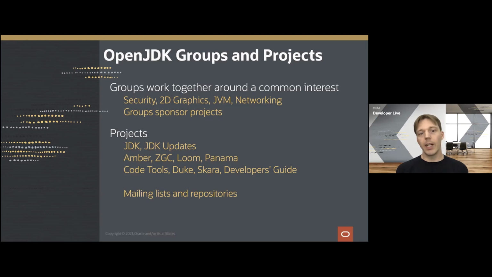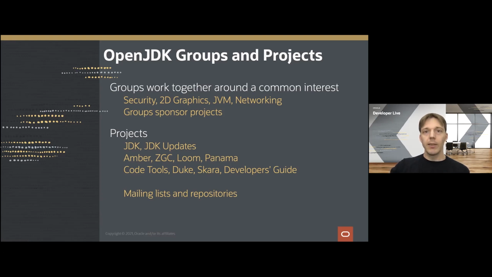There can be other kinds of projects, like the Code Tools project, which is developing tools for the OpenJDK developers to use. And there are also projects like Duke, which is basically hosting a bunch of images of our mascot, Duke. And of course, there is a project for the Developers' Guide as well. This project is maintaining and updating the online document that describes developer processes for the OpenJDK.